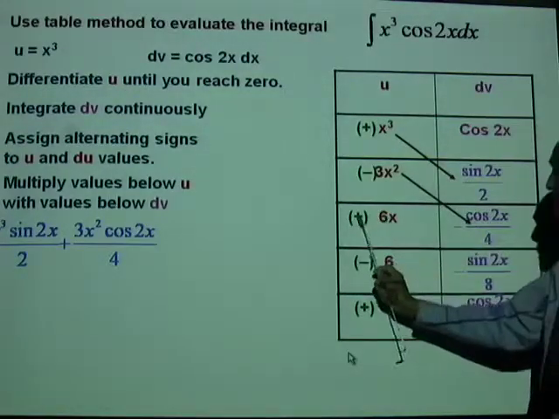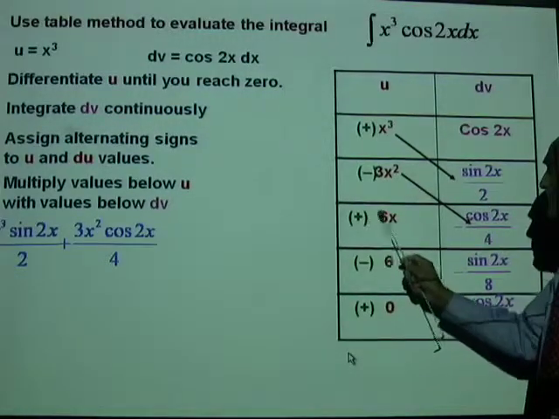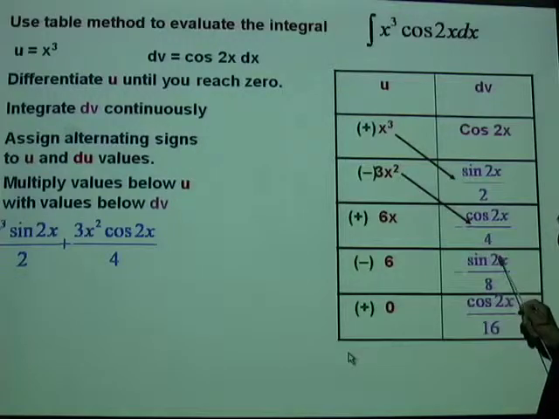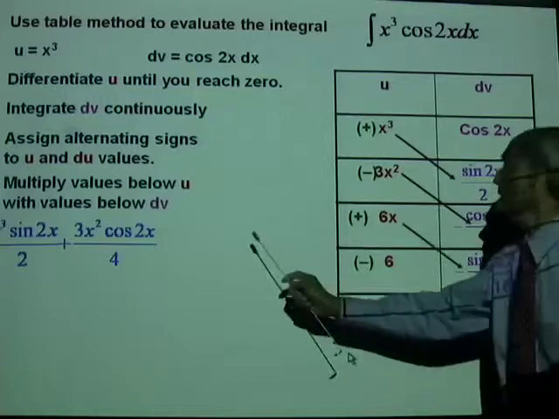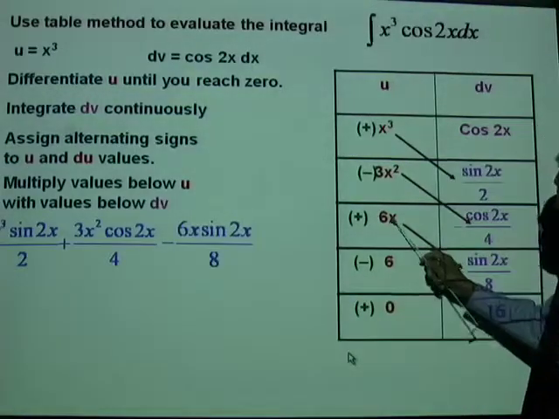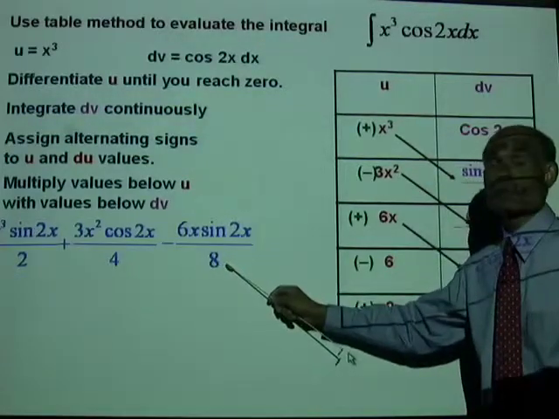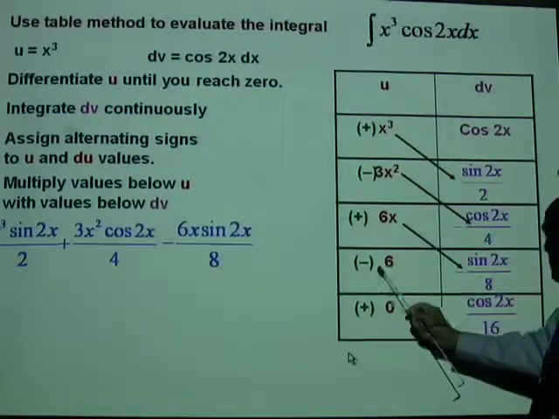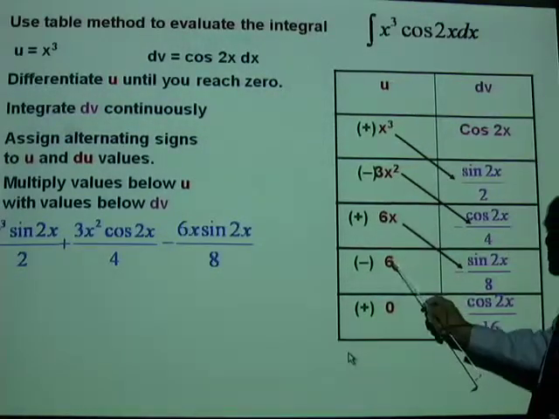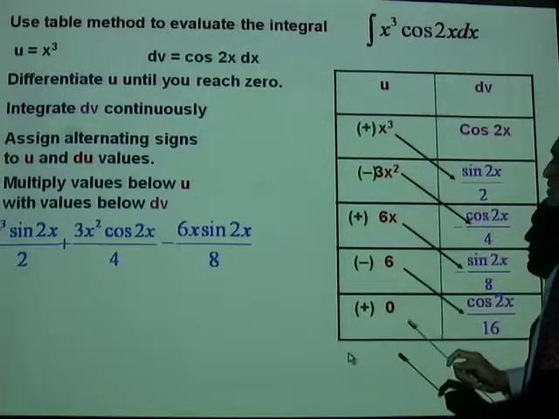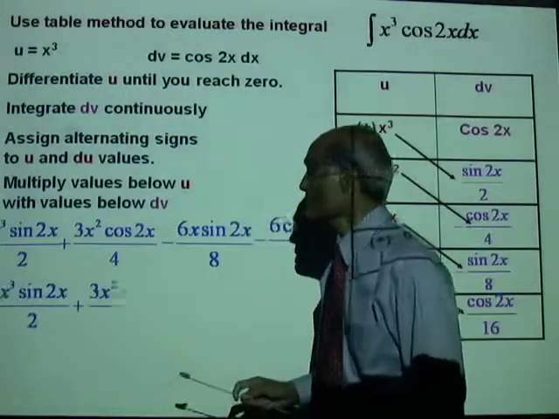And the next one, this is positive, that is negative, so that will be plus 6x times sine 2x over 8 will be minus 6x sine 2x over 8. Is that right? And the final one will be, that's minus, this is plus, so the result will be minus 6 cos 2x over 16. That's right.